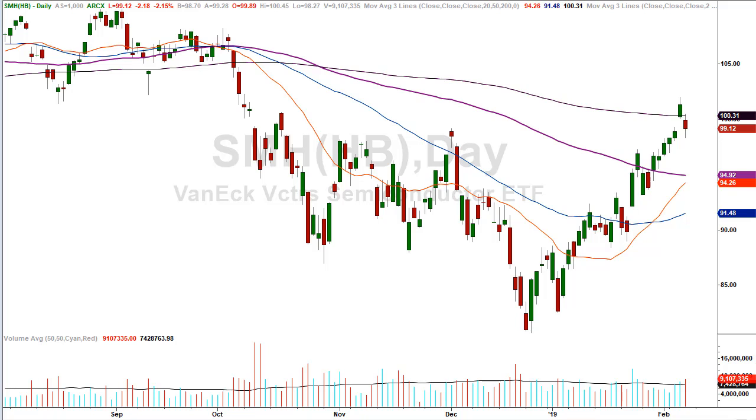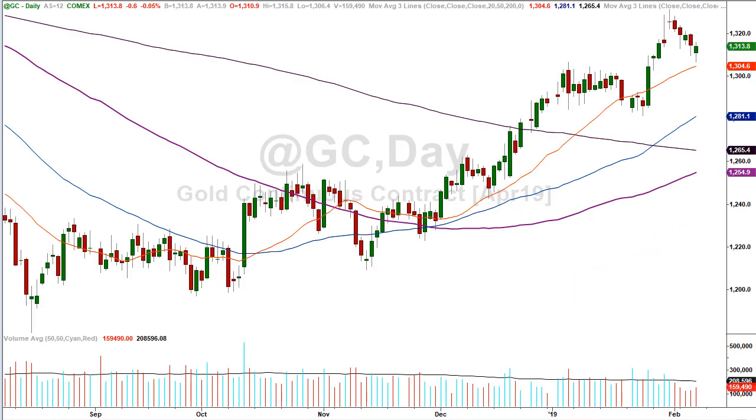So in my book, it really wasn't necessarily an exhaustion move, but we'll see what happens with the SMH over the coming days. No damage done to the uptrend, and that's really the important thing that we have to remember. If there is, in all these markets, we'll be able to take advantage of it.